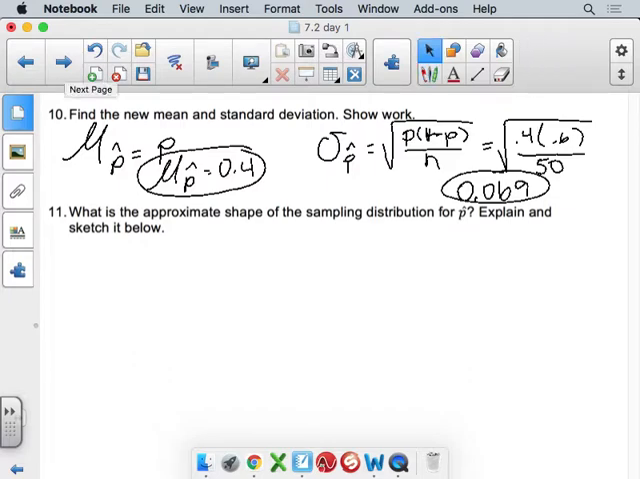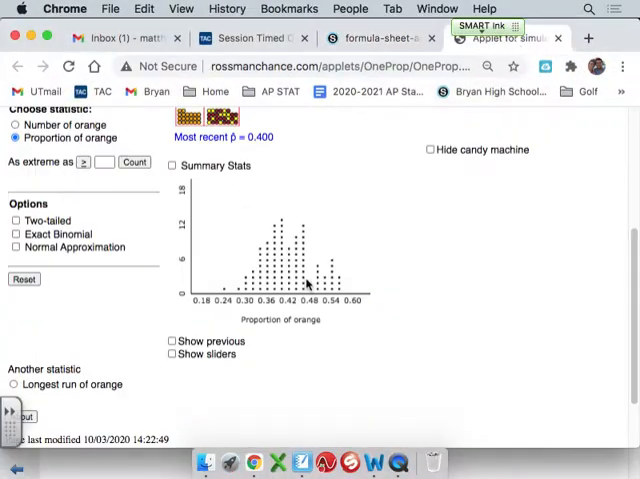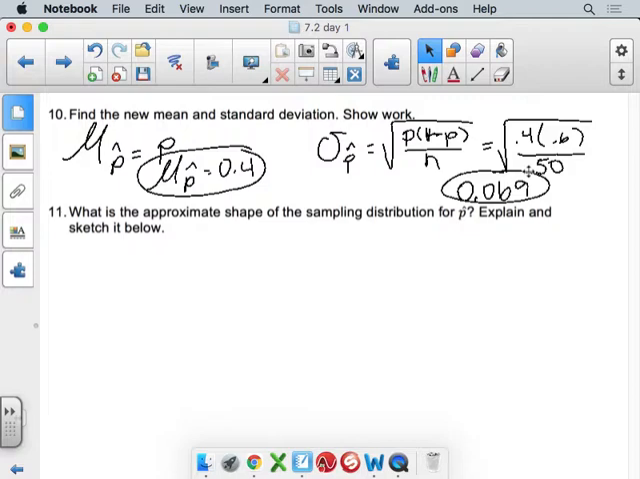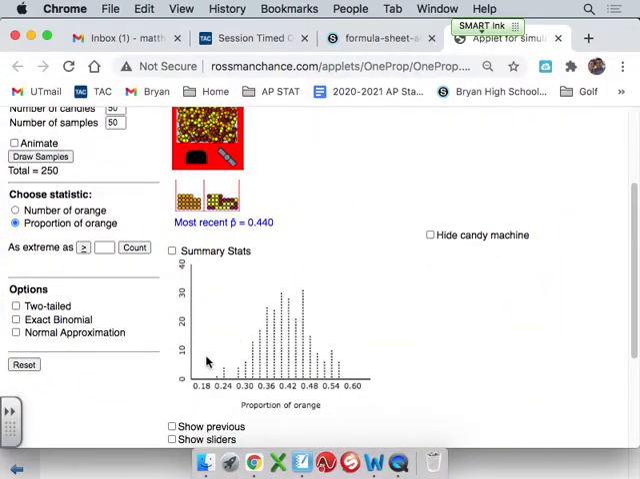Just to relate it back to this distribution: if I kept drawing more and more, these are all a bunch of p-hats. They average out at about 40%, and they have a standard deviation of 6.9%. So that seems to make sense.